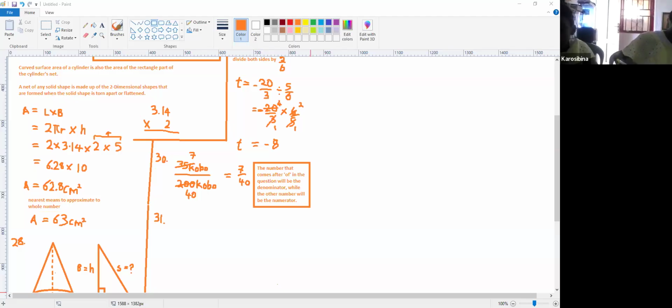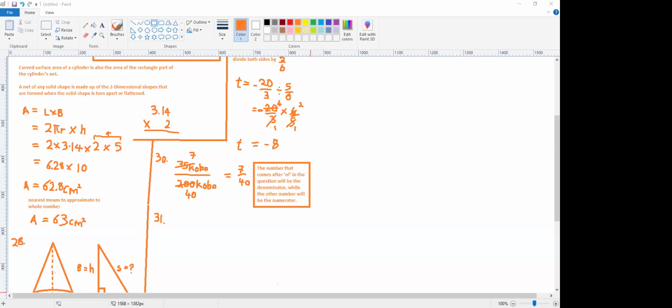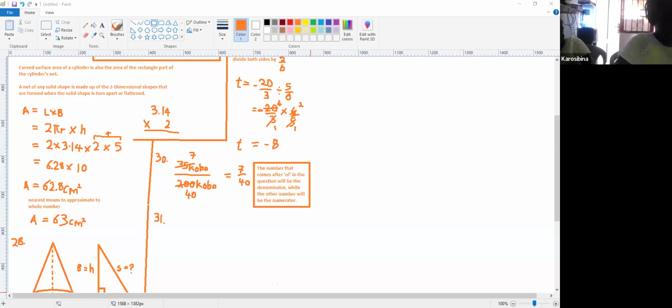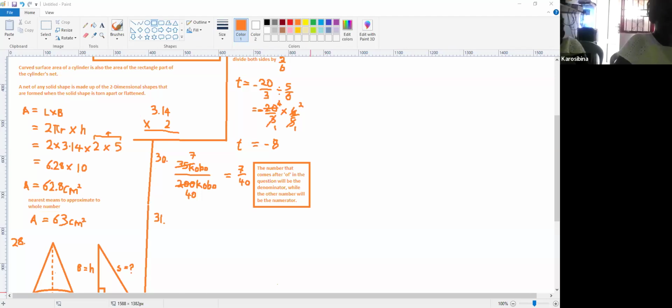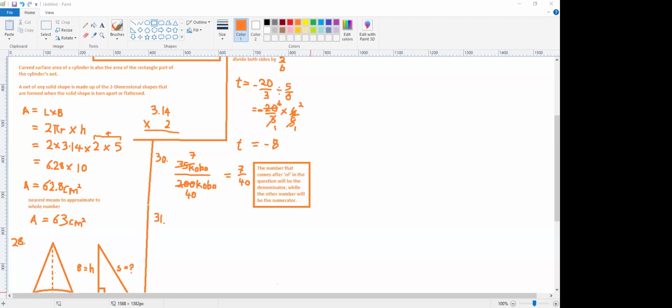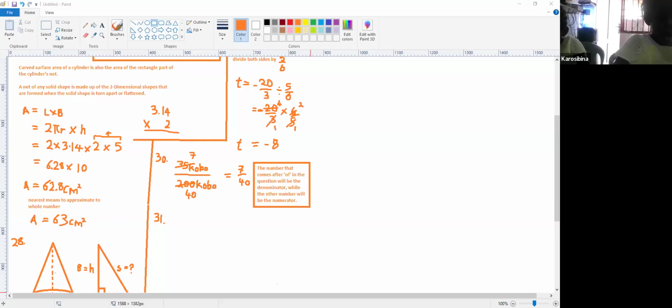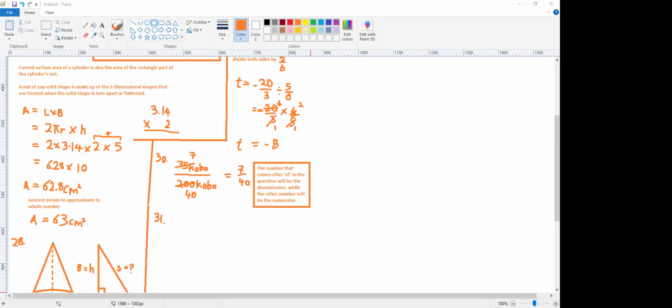31 says, use the information below. Answer questions 31 to 33. Three motorists. They are called motorists, not motorcyclists. Motorists are people who are driving cars. Yes, go ahead. Three motorists, Adu, Olu and Hassan.